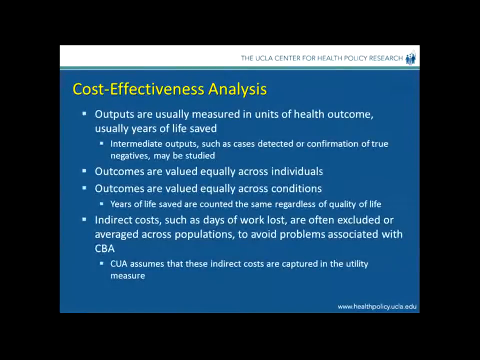So cost-effectiveness analysis has become the technique that we use. And I promise we're getting to the break. The outcomes I've already mentioned, measured as units of health outcome, usually years of life saved. Although it's possible and certainly, I'd say common, for studies to still focus on intermediate outputs because we often don't have a long enough time frame to observe the long-term health consequences and benefits.